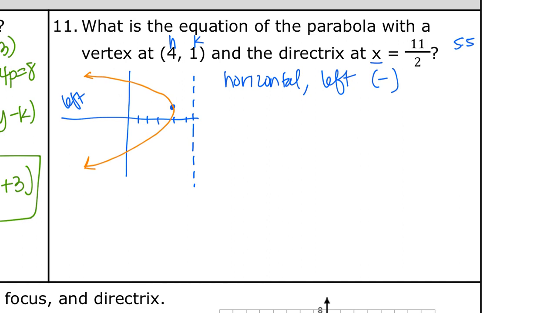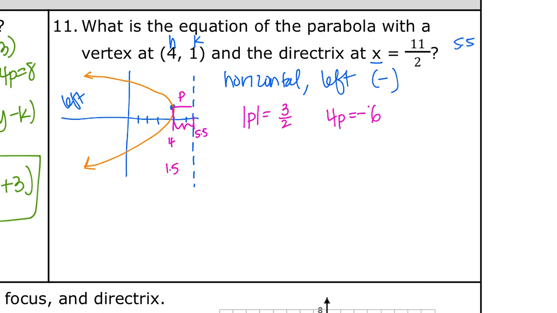The next thing we need to find is p, but p is going to be this distance right here. So we need to know how far away it is from 4, so remember that was 4, to 5.5 or 11 halves. This was 5.5, so that's 1.5. Now I like it better as a fraction, so I'm going to say that it's 3/2. But that's just absolute value. When you do 4p, you're going to multiply by 4. So that'd be 12 halves, which is basically 6. But because it's opening up to the left, I know that it needs to be negative.